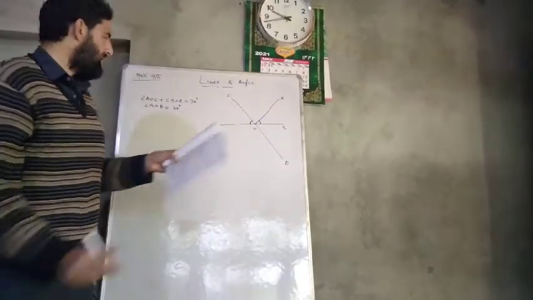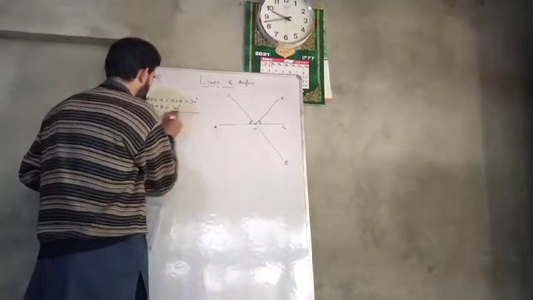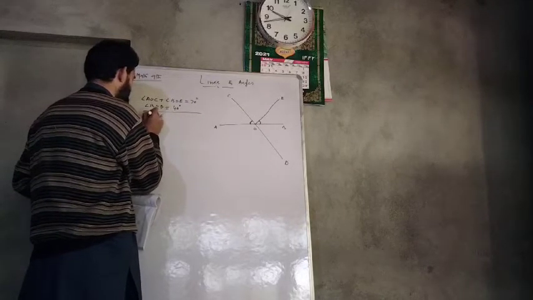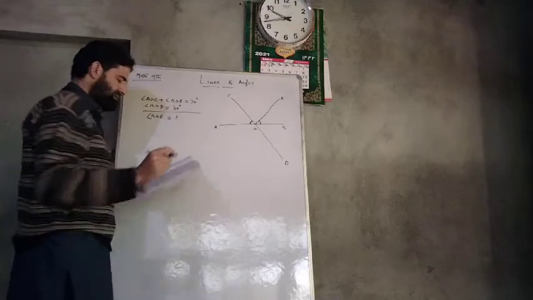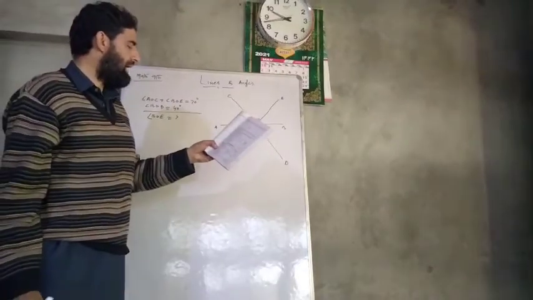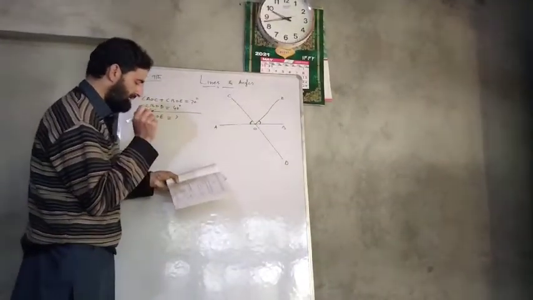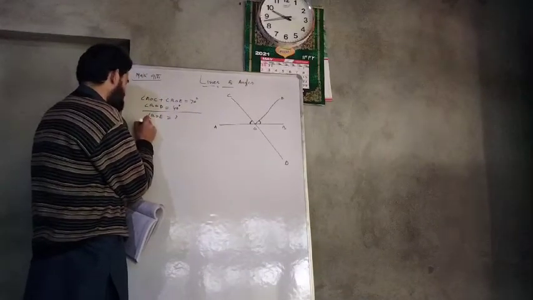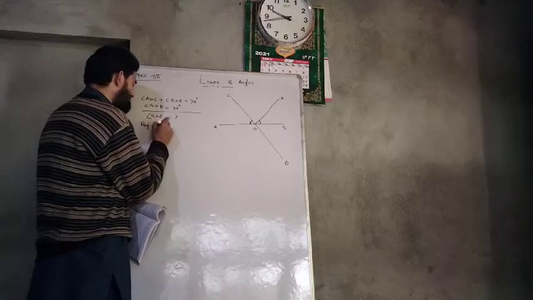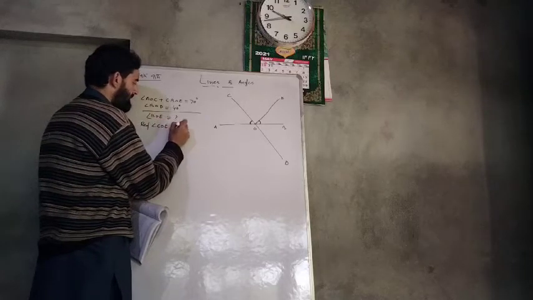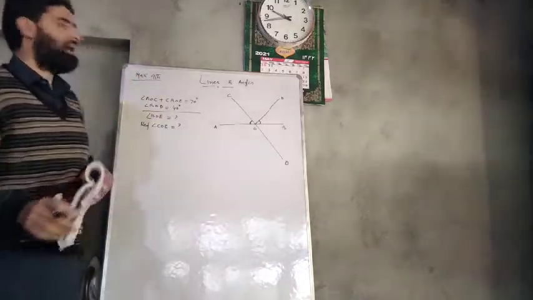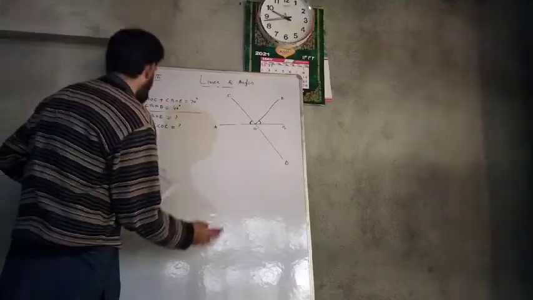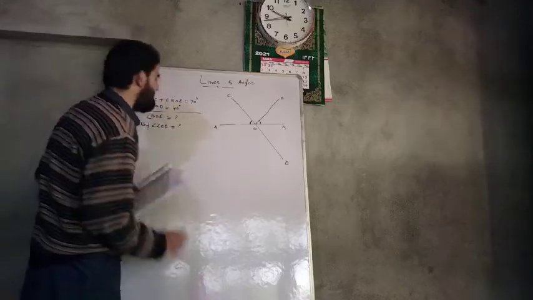Find angle BOE. This is our requirement. We have to find angle BOE and also reflex angle COE. So these two angles are to be determined. Now how to find these two angles? Now see, angle BOE and reflex angle COE.